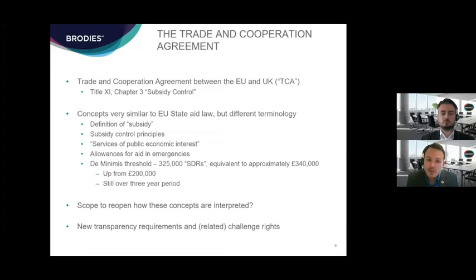Now, because we're looking at new terminology and we're looking at new concepts in a new agreement, there is potential scope to reopen how these things are interpreted, and it will remain an open question how these different concepts are seen under the new UK-EU TCA compared to how they were under the EU treaties and state aid, but we'll find that out eventually. And there are, just mentioned there, new transparency requirements and related challenge rights, which again are key parts of the bill that we'll come on to in a little bit.